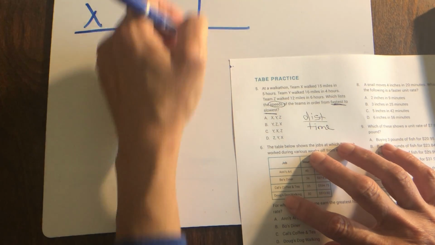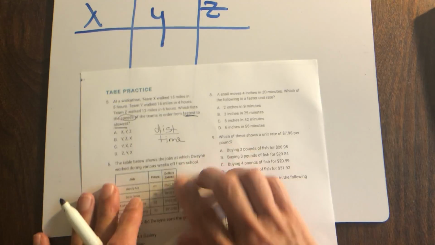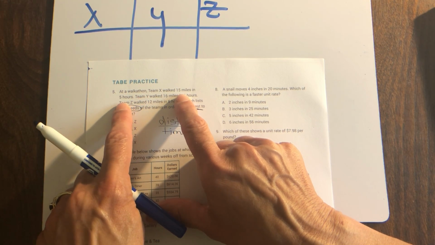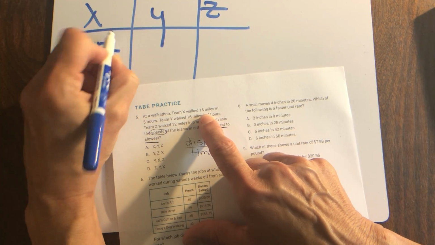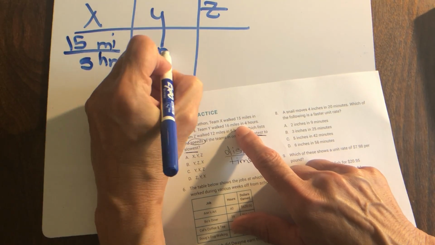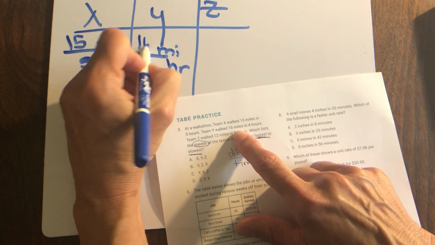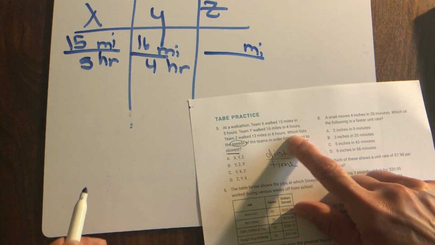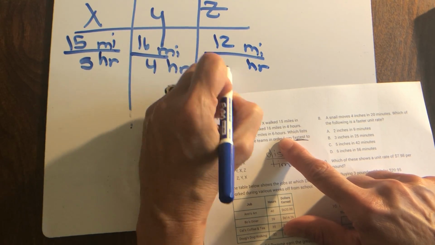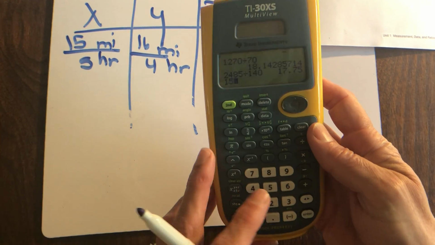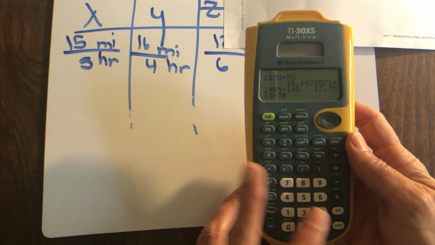So we've got Team X, Team Y, we got Team Z. So we have 3 teams. Team X walked 15 miles in 5 hours. So we're doing miles per hour. Distance is miles. Team Y walked, got to do miles per hour, 16 miles in 4 hours. And Team Z walked 12 miles in 6 hours. Now you got to take that to your handy dandy calculator and work it out. 15 divided by 5, which is 3.